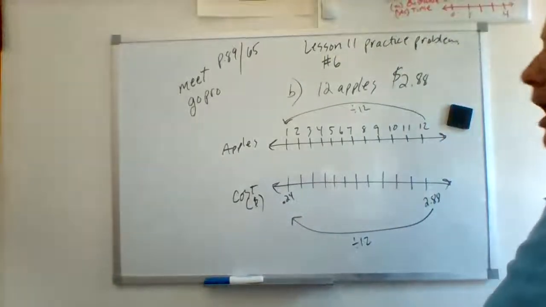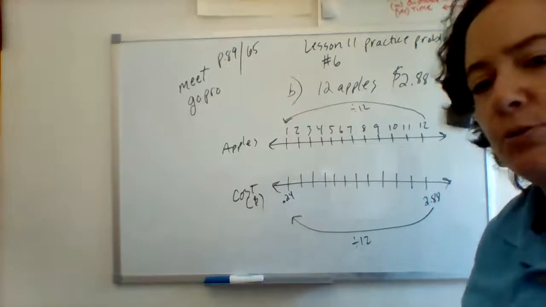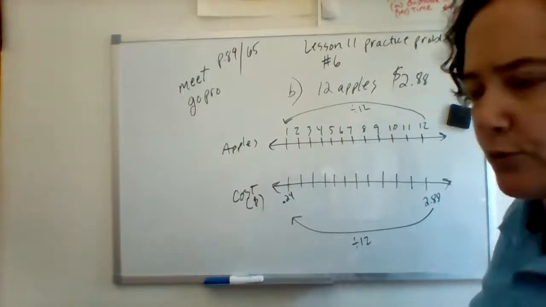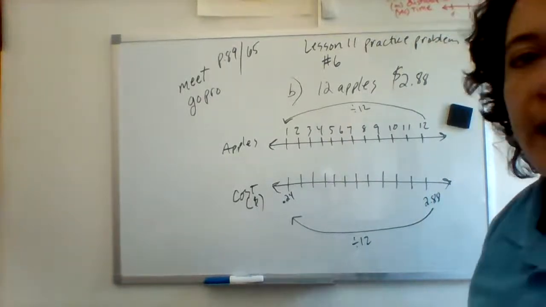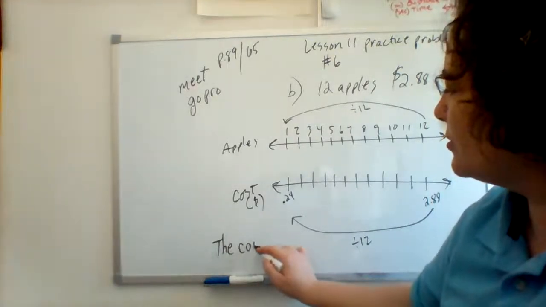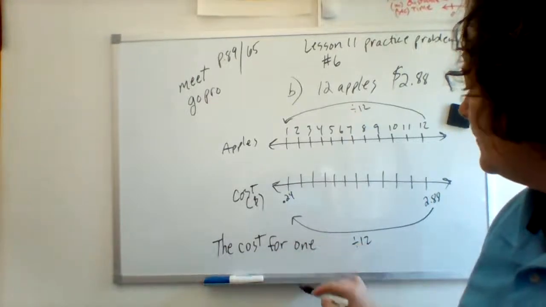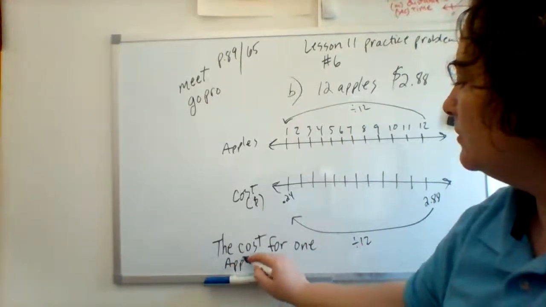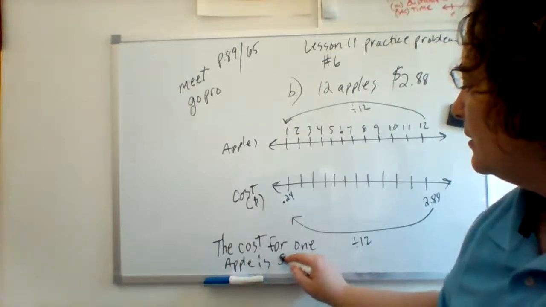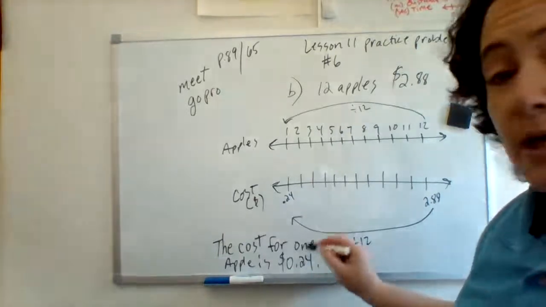24 cents. Now, we didn't do this for part A, but let's do this for part B because you should be doing this for all your problems. We need to do an answer statement. The cost for 1 apple is $0.24.